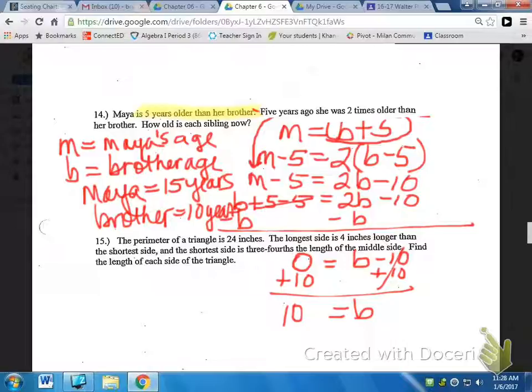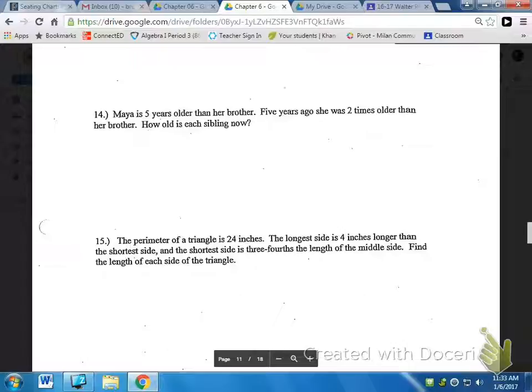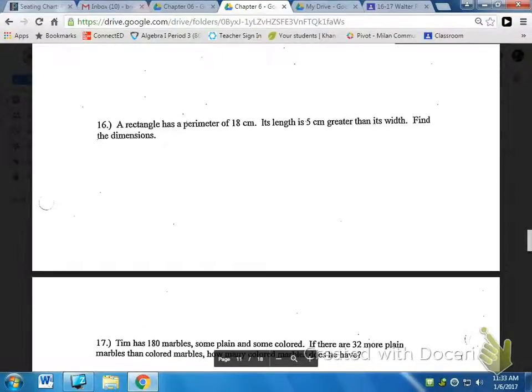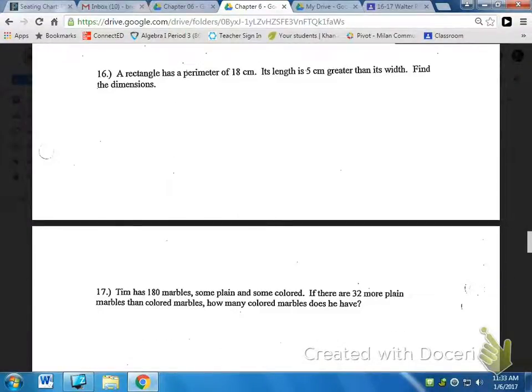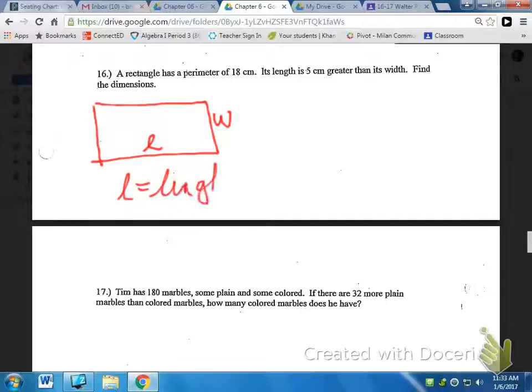Okay. We're going to skip ahead to number 16, so let's look at one like this. A rectangle has a perimeter of 18 centimeters. Its length is 5 centimeters greater than its width. Find the dimensions. So what I'm going to do is draw a rectangle. Here's its length and here's its width. I'm going to say L equals length, so you define your variables, and W equals width.